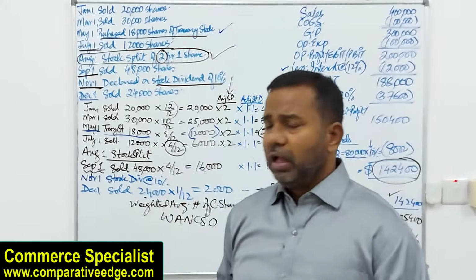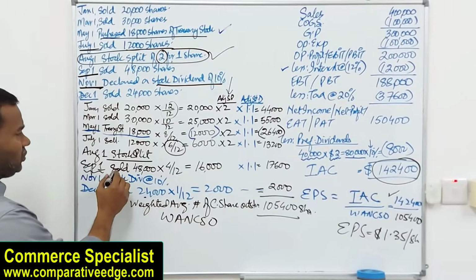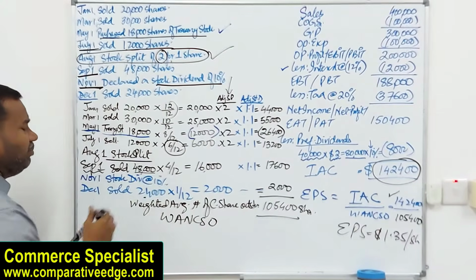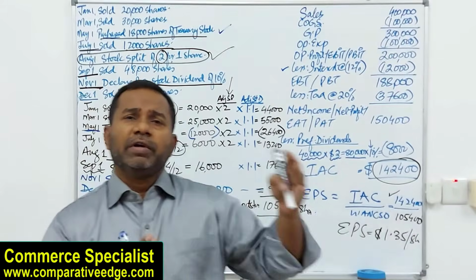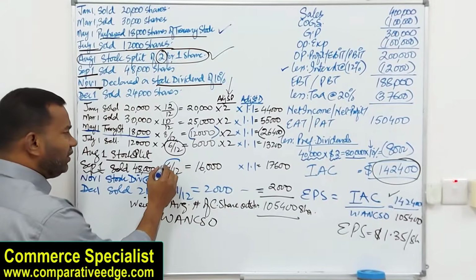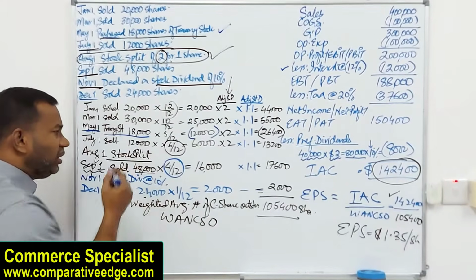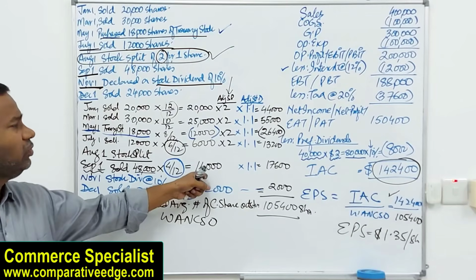Okay? After that, again, I kept selling shares. On September 1st, sold 48,000 shares. Because it was sold on September 1st, we need to calculate right up till December. September to December is 4 months. That's why I gave this fraction. So 48,000 shares, because sold in September, they will only be equal to 16,000 shares.